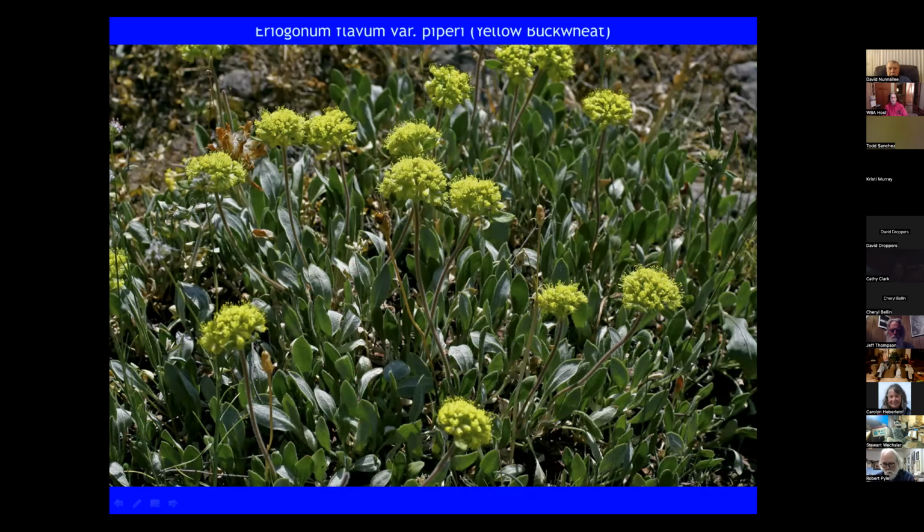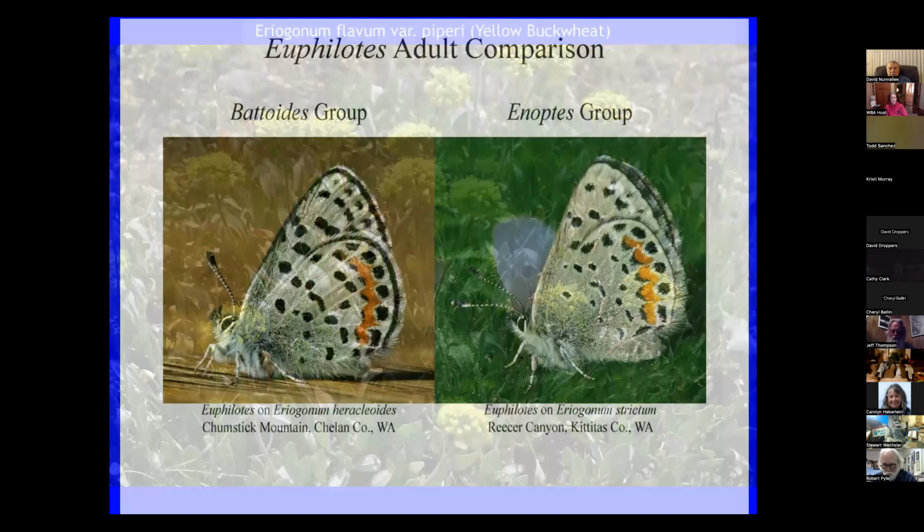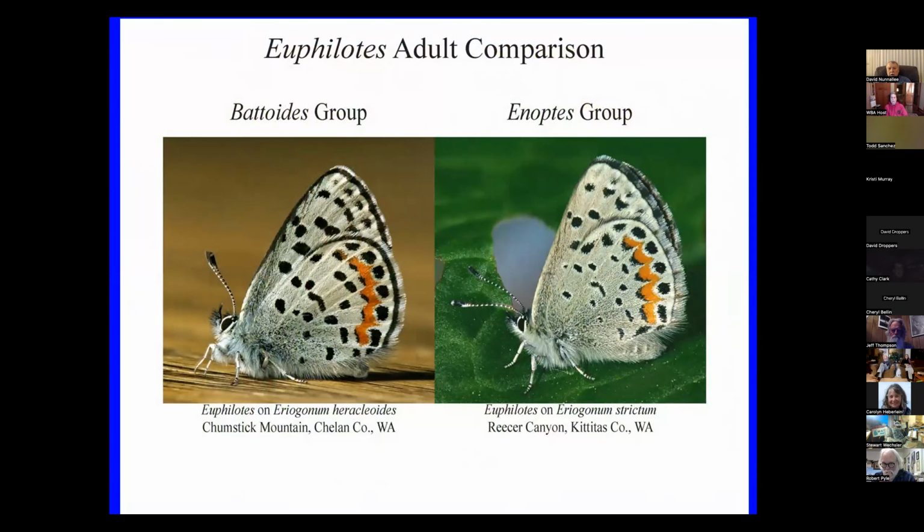But we went to this big patch of, these are called yellow buckwheats, by the way. Just for a quick review, remember that our buckwheat blues come in two basic groups, the Batoides or square spotted group, and the Anoptes or dotted group. The left side is typical of the Batoides group of Euphilotes buckwheat blues. And on the right side, we see one that's much finer, maculated, finer, usually rounder spots. And this is the dotted blue group.